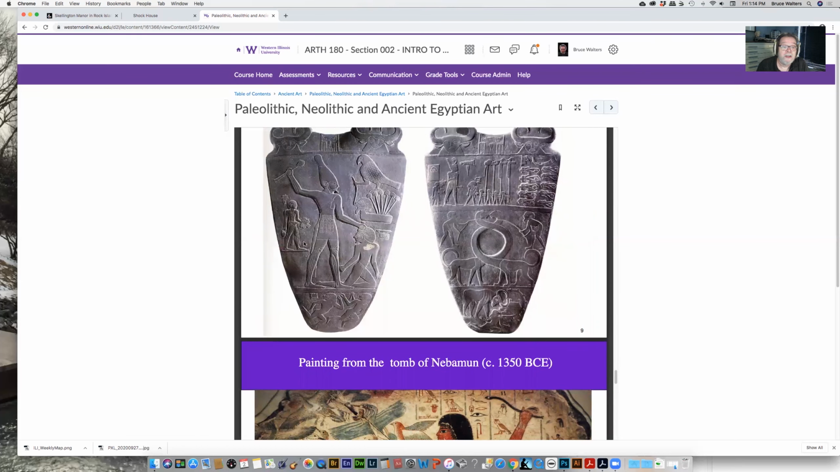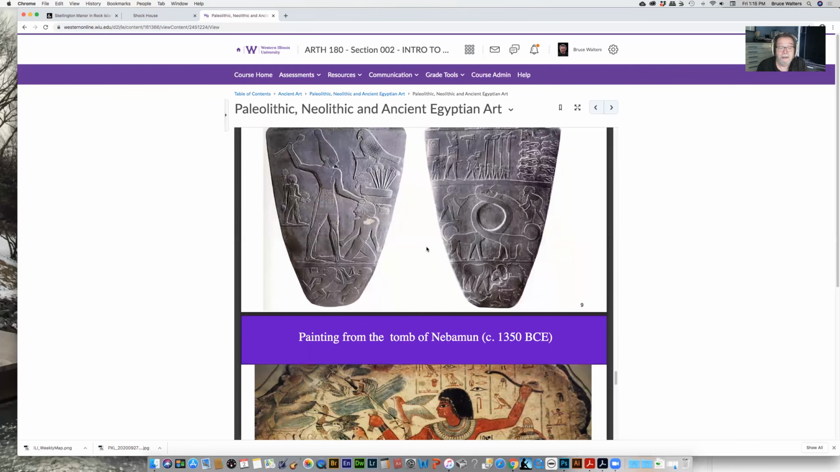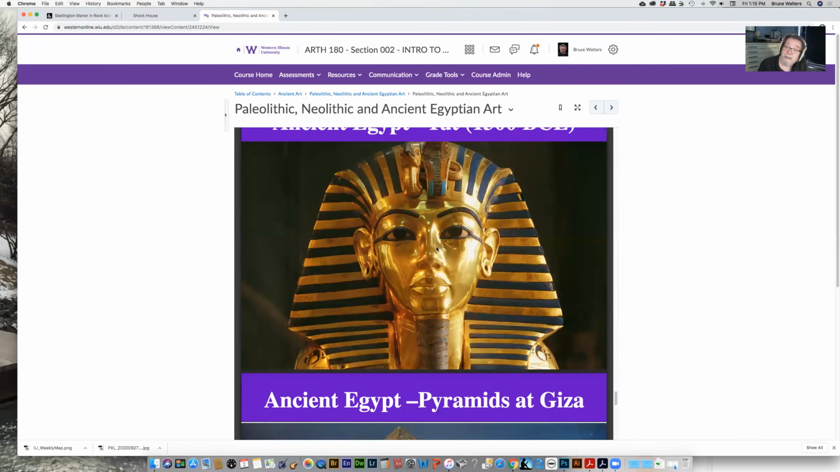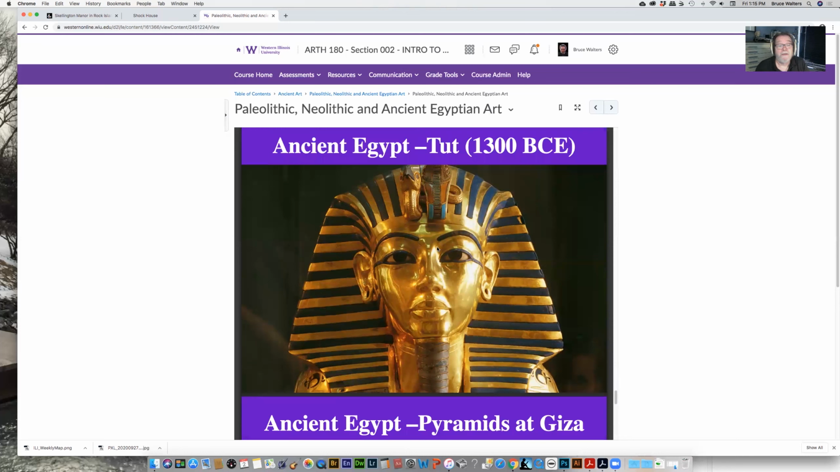So if we see this figure standing here, he's not further away. He's less important than the king. And he's holding the king's shoes, which is symbolic. This is not an actual event. We see that same face, so we have different representations of the king. This is King Tut. This object was never meant to be seen by the population.